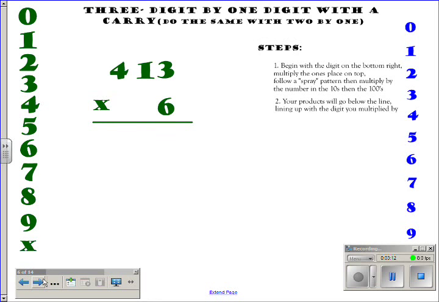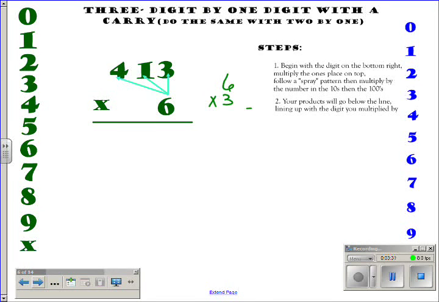So let's go on to a 3-digit by 1 digit with carrying. Now this is the same as what you would do for a 2-digit by 1 with carrying, but I'm going to show it with 3. You start the exact same way. You're going to look for your spray. In this case, we have a 3-pronged spray. And you're going to start by doing 6 times 3.